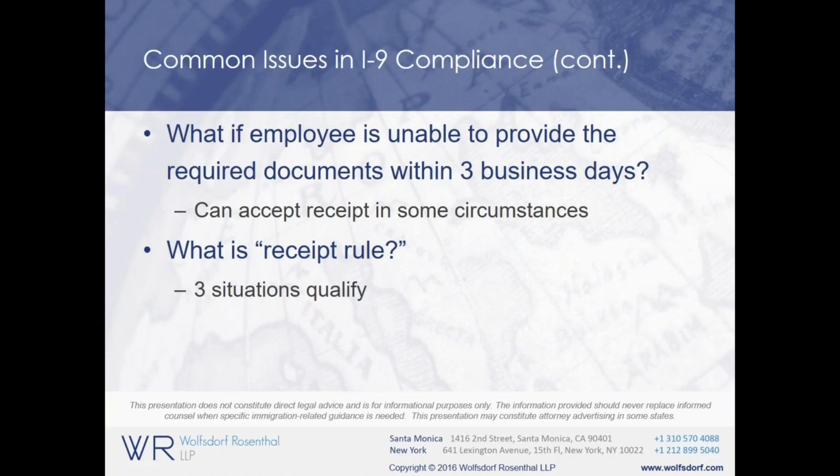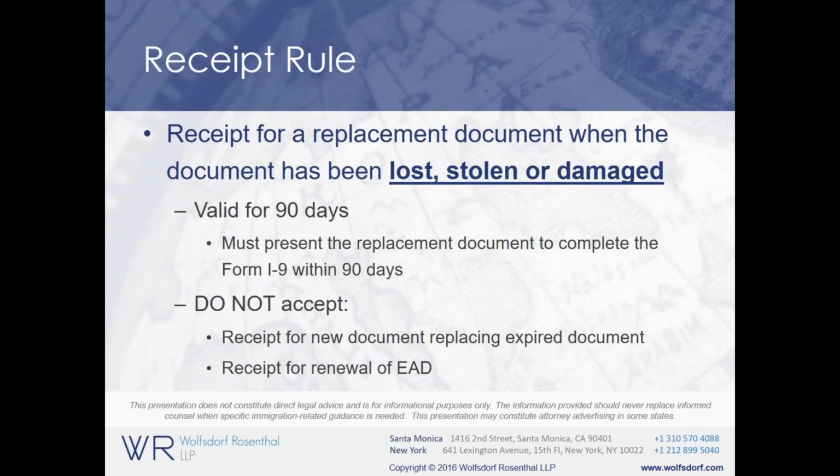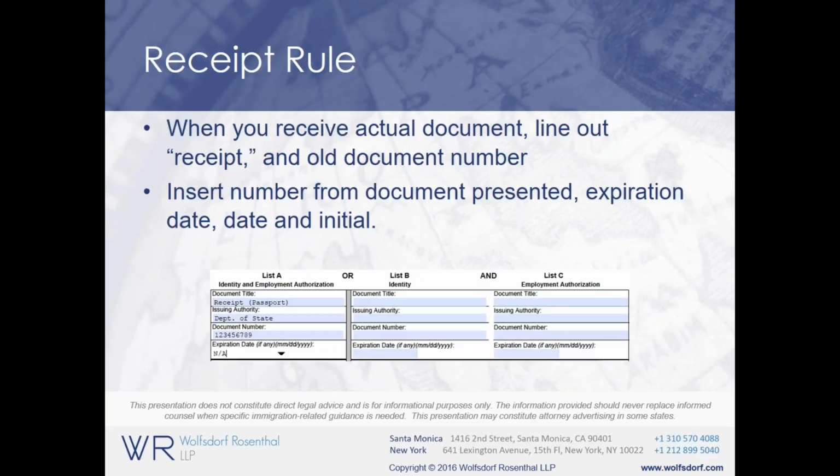Other common issues: what if the employee is unable to provide the required documents within 3 business days? In some situations, you can accept a receipt. There are 3 situations where you can do that. You can only accept a receipt where the document has been lost, stolen, or damaged, and this is only valid for 90 days. So the employee must present the replacement document to complete the Form I-9 within 90 days. You do not accept a receipt for a new document that's replacing an expired document, or a receipt for a renewal of an employment authorization card.